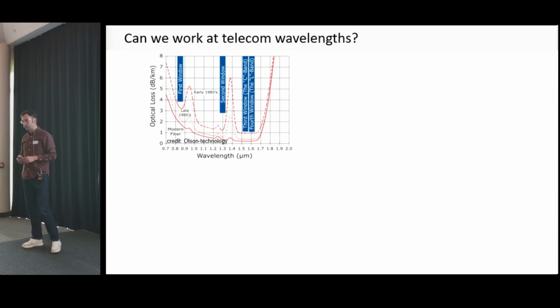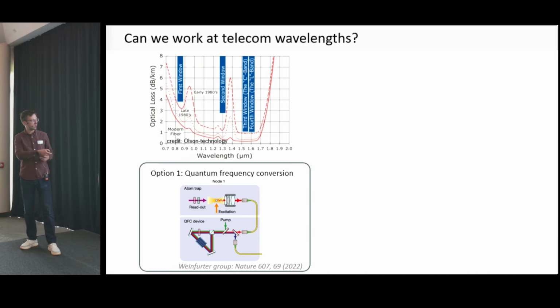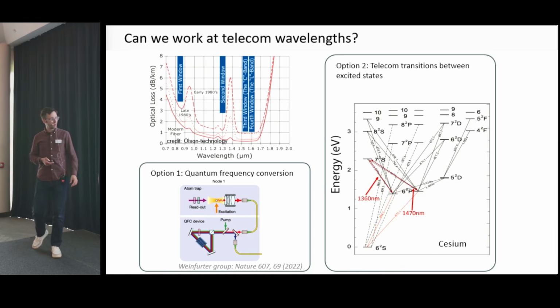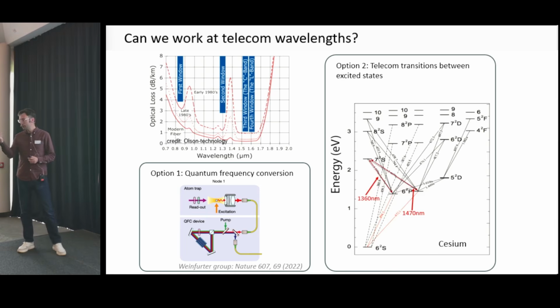There are several ways of getting there. One would be to take your atom, take the infrared emission, and convert it in a quantum frequency converter, as was done in Harald Weinfurter's group, and then distribute it. That's interesting, but of course it adds some noise, some complexity, and some inefficiencies. That's why a second strategy, where you directly get telecom photons from the atoms, would be really compelling.